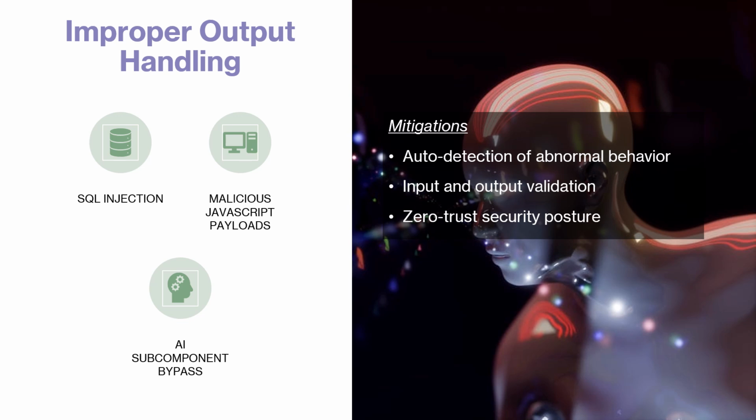Mitigation steps. We've already talked about a couple of these. So auto detection of abnormal behavior. Why is the AI model giving away bank account and customer information? We shouldn't really have customer information becoming any part of our outputs, period. So having something auto detect that and prevent that from happening.